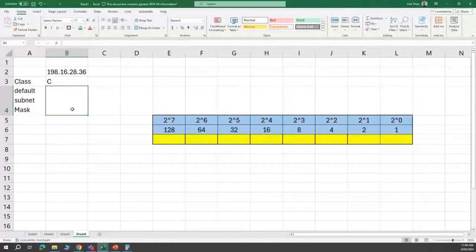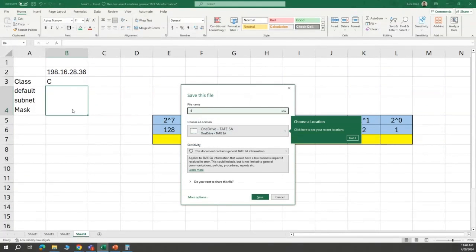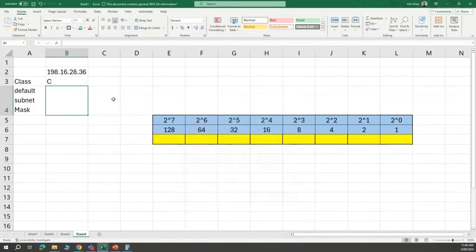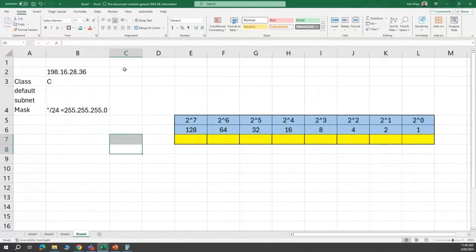255.255.255.0. Okay, let's do it with that, /24, which is going to be equal to 255.255.255.0. Let's make that a little bit wider so it's pretty obvious. So everyone agrees that one is a Class C and that's the default subnet mask.